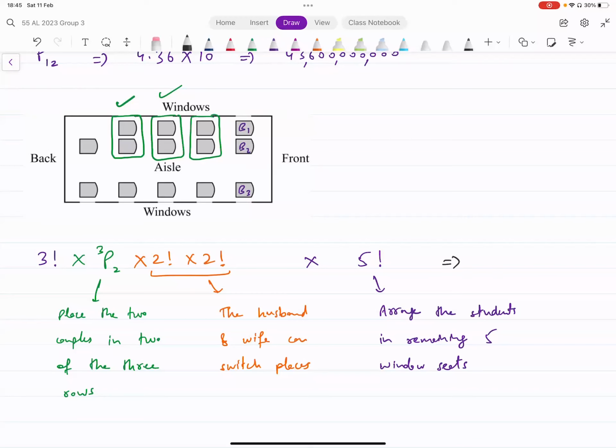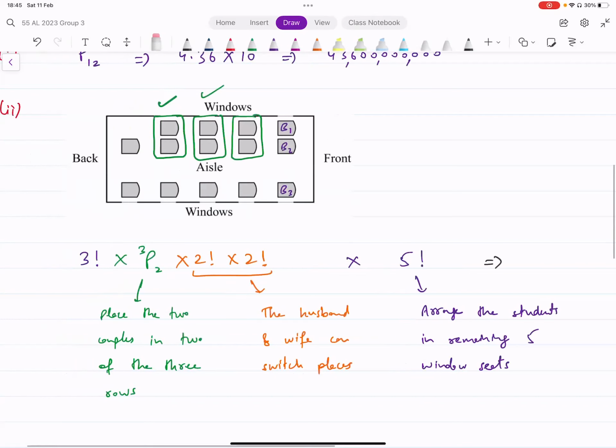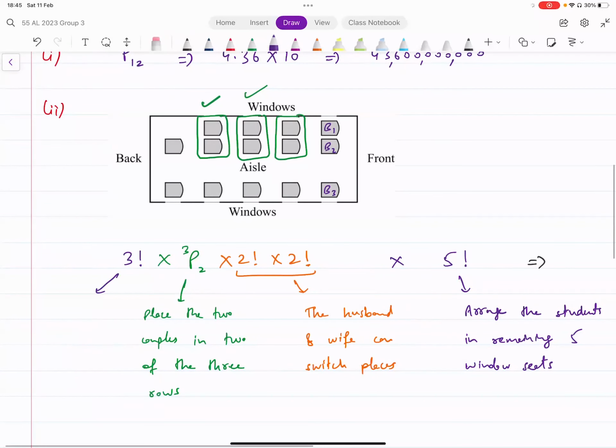सर हमने 3 फैक्टोरियल से मल्टीप्लाई किया. 3 फैक्टोरियल तो बिजनेस वाले हैं ना. ये तो हमने पहले जो बिजनेस वाले फ्रंट रो में आ रहे हैं ना, उनकी अरेंजमेंट है. Arrange the business people in front row. They have 3 seats. वो आपस में अपनी arrangement change कर सकते हैं ना. So that's 3 factorial. That's for the business people.